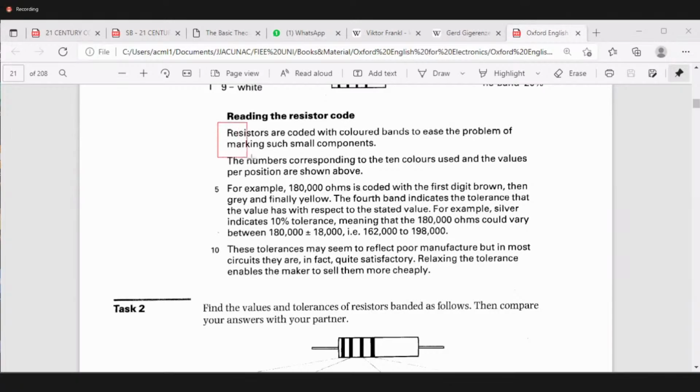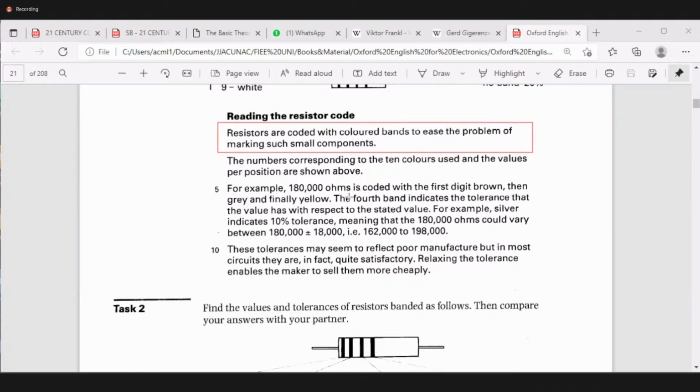Carlos Rojas. Yes, teacher. Tell me, help us here, please. Can you read that part? Yes, resistors are coded with colored bands and to ease the problems of making such small components. Okay, thank you very much.